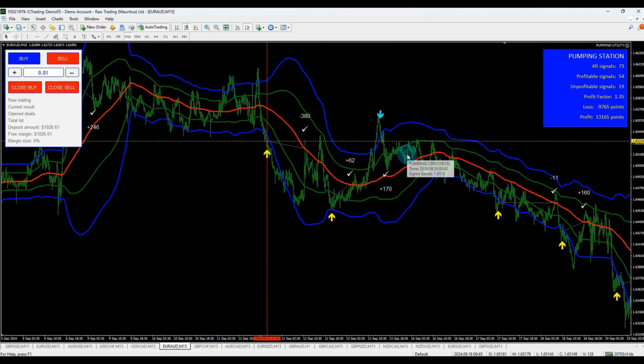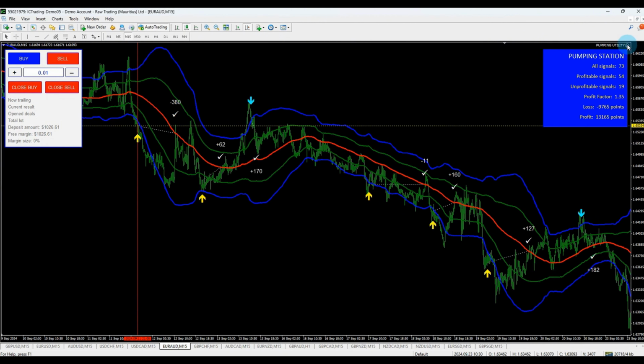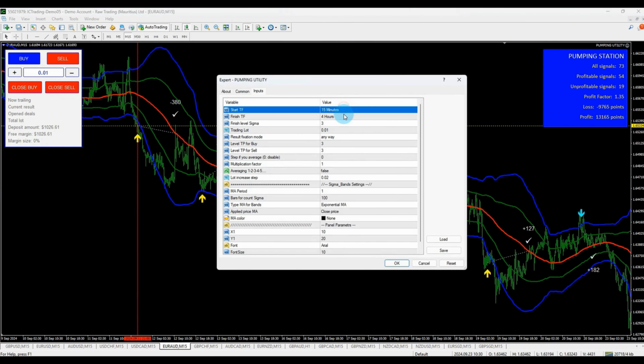How to set up the sigma settings? I will explain now a bit more. That is, not sigma, but the utility's. So here we open. We have the starting level here. The starting time frame is M15, and the ending time frame, the finish, is H4 that we set.